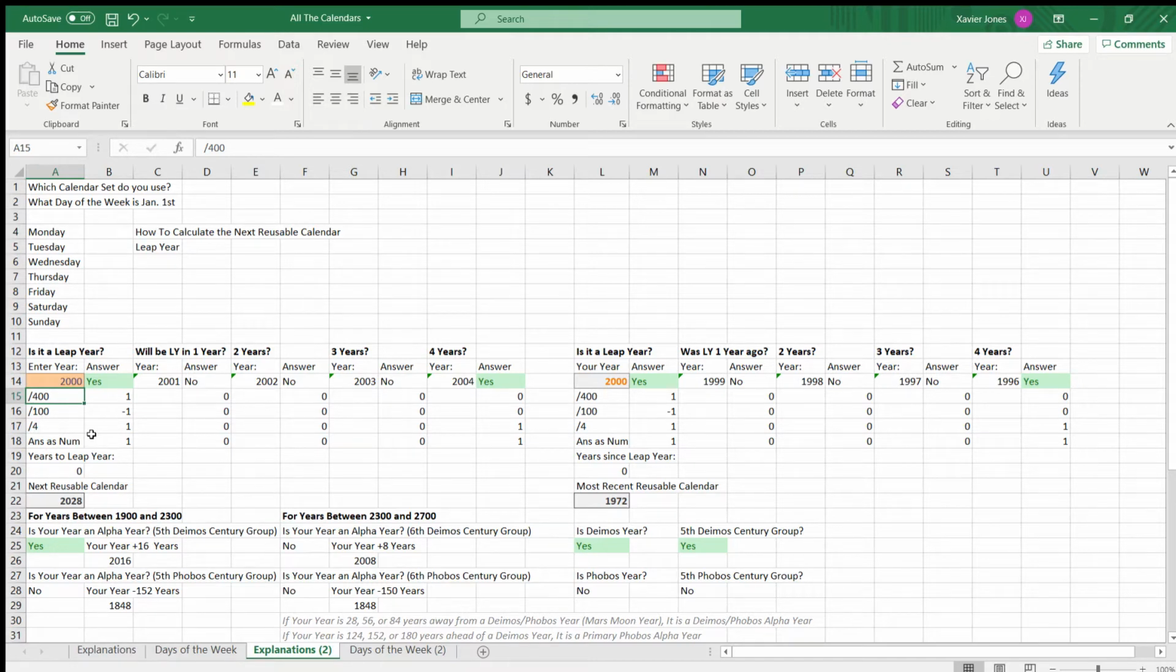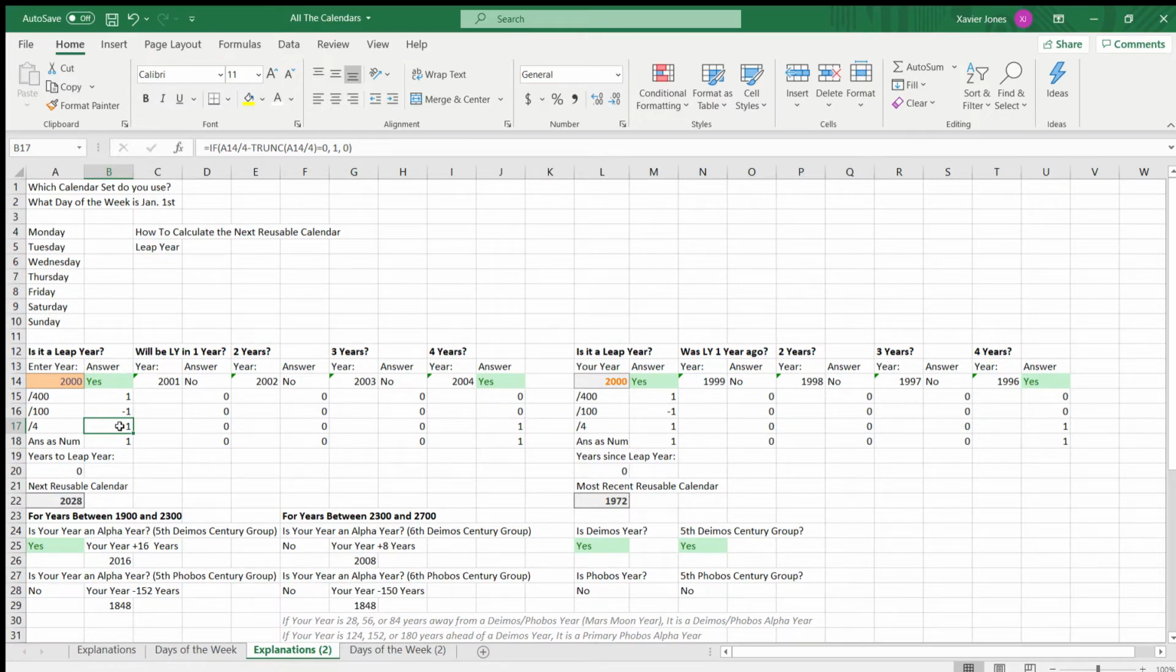Now, in order for us to figure out if we're currently dealing with a leap year, we have to do a couple of calculations. There are probably more simple ways to go about doing this, but I like the way that I did it because you can pretty clearly see what's going on on the screen most of the time.